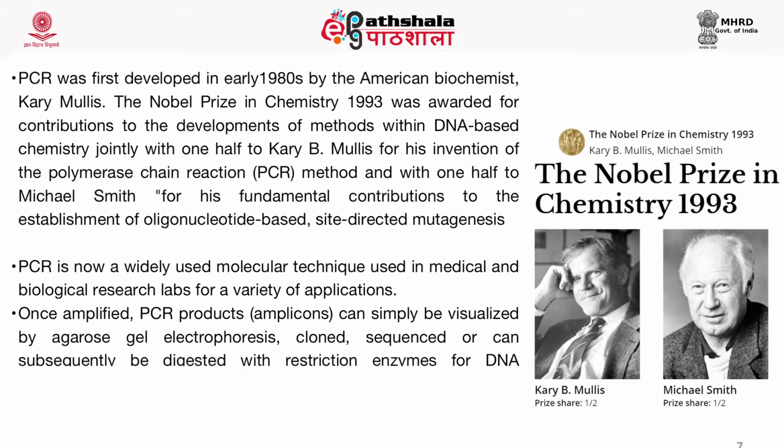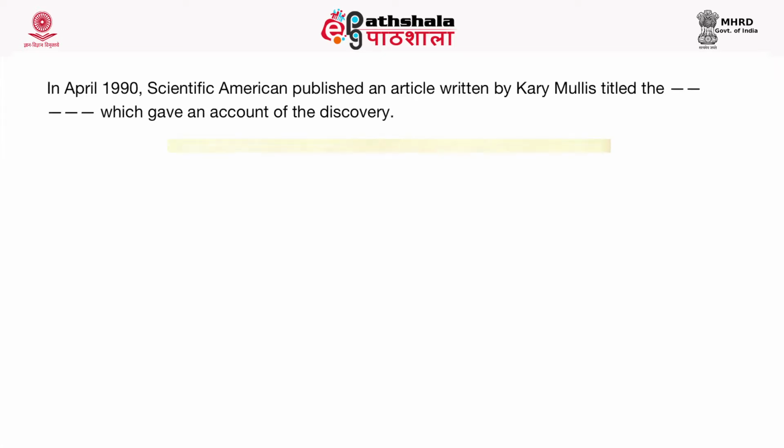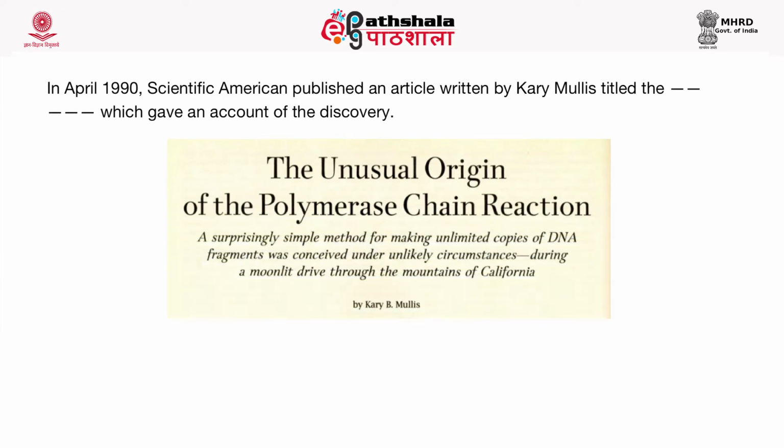Once amplified, PCR products, also known as amplicons, can simply be visualized by agarose gel electrophoresis. They can also be cloned, sequenced, or be subsequently digested with restriction enzymes for DNA fingerprinting. In April 1990, Scientific American published an article written by Kary Mullis, titled The Unusual Origin of the Polymerase Chain Reaction. This article gave an account of the discovery of PCR.